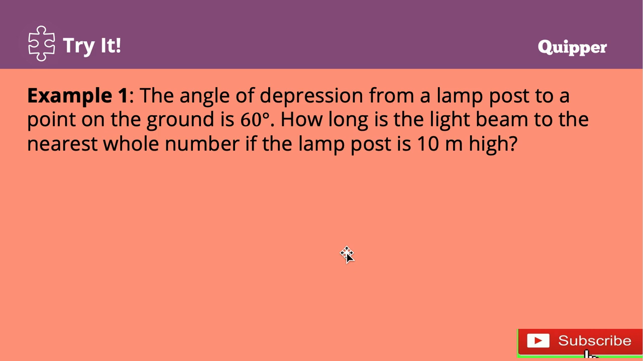Let's try some examples. Number 1. The angle of depression from a lamppost to a point on the ground is 60 degrees. How long is the light beam to the nearest whole number if the lamppost is 10 meters high?